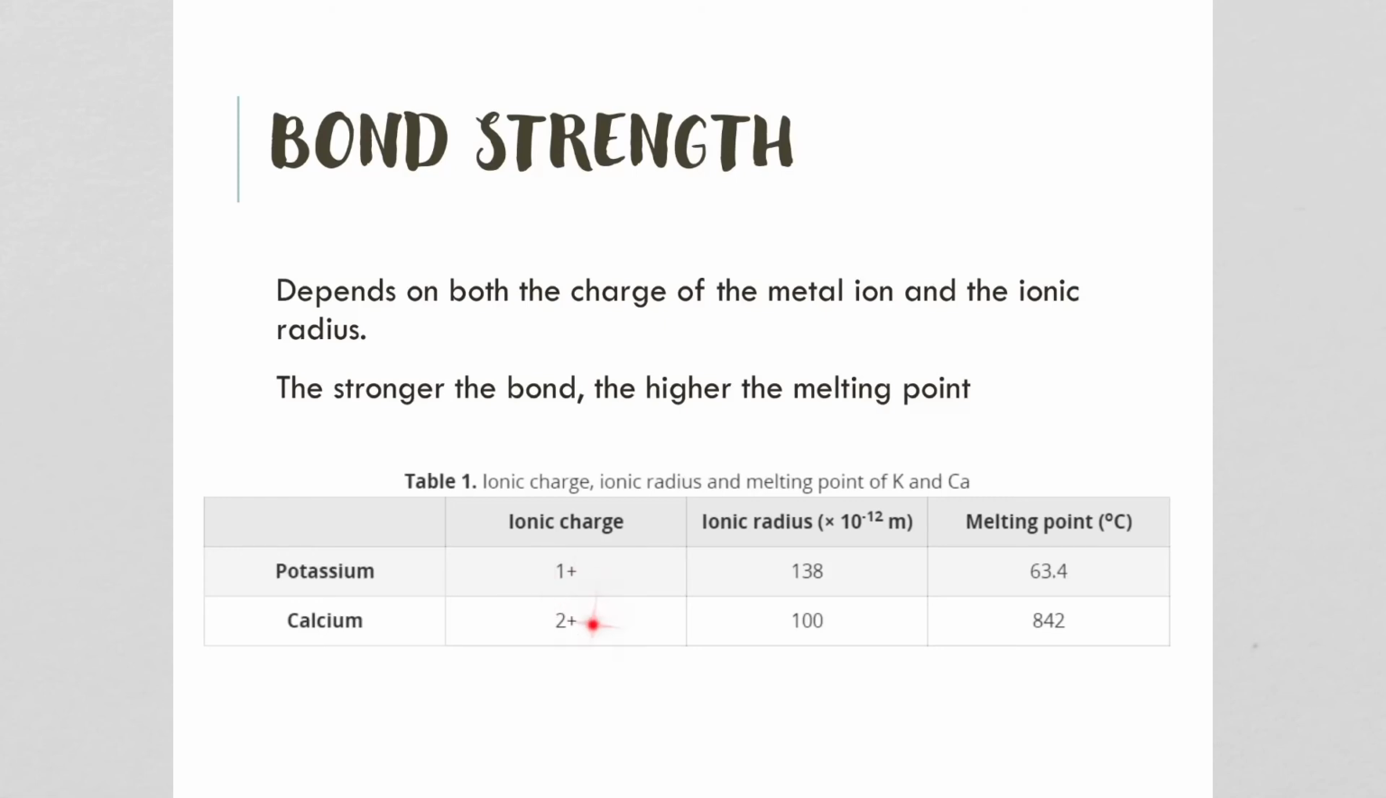Calcium, which is right next door, has an ionic charge of 2+. Its ionic radius is smaller, so it's 100 times 10 to the negative 12 meters. But its melting point is 840 degrees Celsius. So the ionic charge and that radius impacts the melting point. So this would be a stronger bond, and it would be less malleable too. If you've ever, potassium you can slice with a knife, but calcium would be harder to do so.